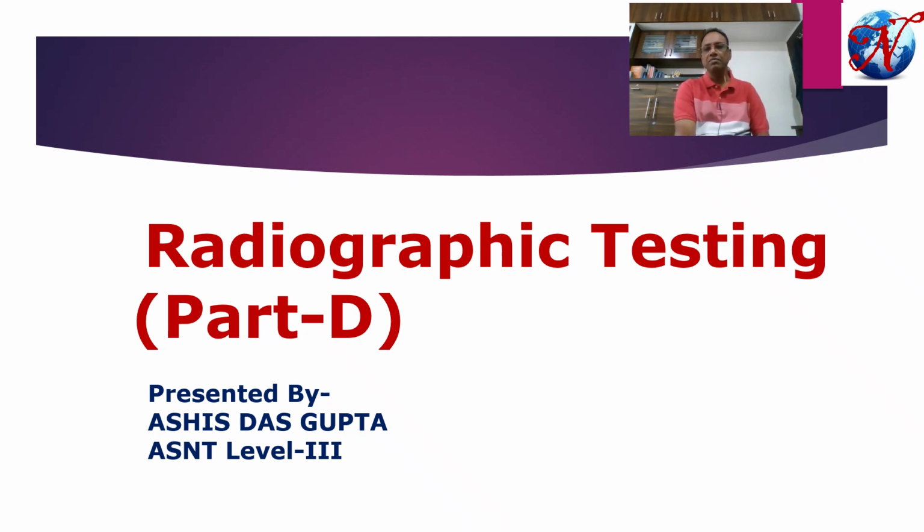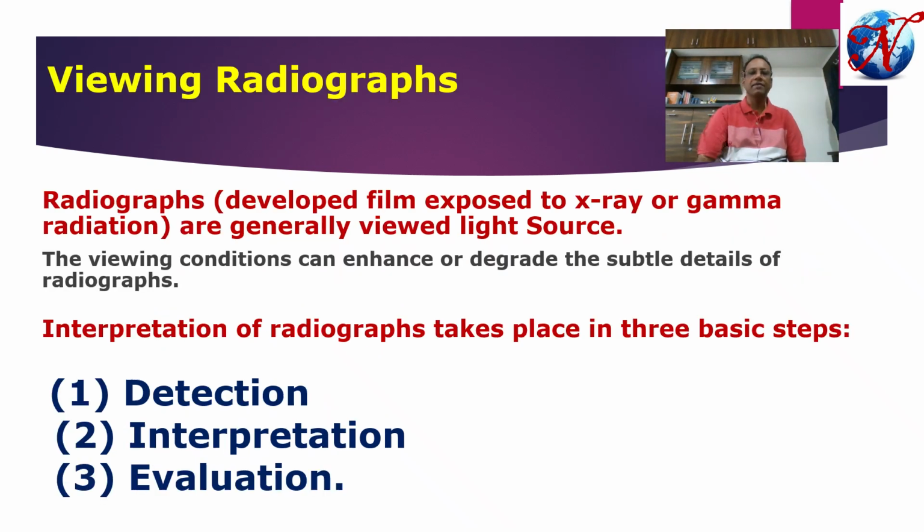It may be the welded part, casting or forging, whatever the radiography has been done on, the original indication of that particular job part will be interpreted correctly. So in radiographic film interpretation, there are three steps for the interpretation purpose. One is the detection, second is the interpretation, and third is the evaluation.